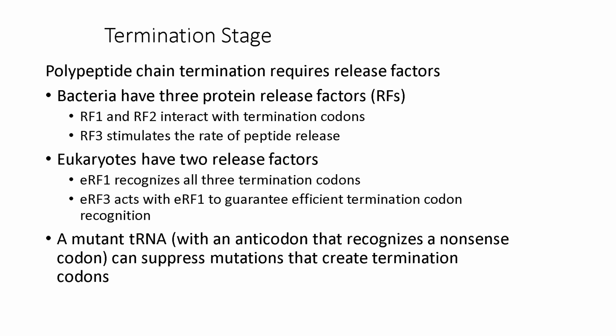In bacteria, release factors RF1 and RF2 recognize these codons and facilitate the release of the polypeptide from the P site tRNA. A third factor, RF3, enhances the rate of peptide release. In eukaryotes, eRF1 recognizes all three stop codons, working alongside eRF3 to ensure accurate and efficient termination. Occasionally, a mutant tRNA can suppress a stop codon mutation by inserting an amino acid instead of terminating translation.